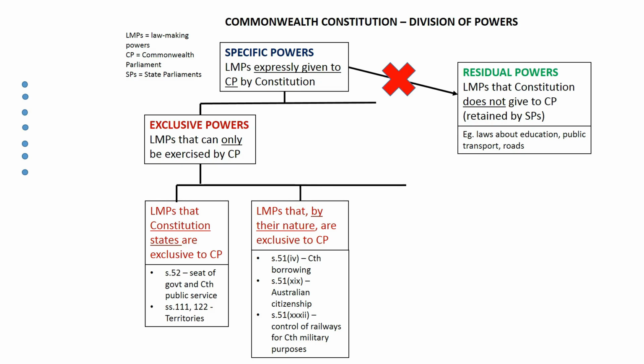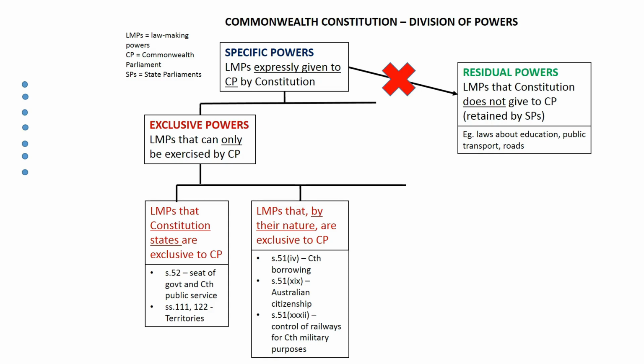And to give you one final example, let's turn to section 51(xxxii), which is XXXII in Roman numerals, and you can see that this refers to the power of the Commonwealth Parliament to make laws about the control of railways that are used for transport for naval and military purposes of the Commonwealth. In other words, it's the use of railways by the Commonwealth for defence purposes.